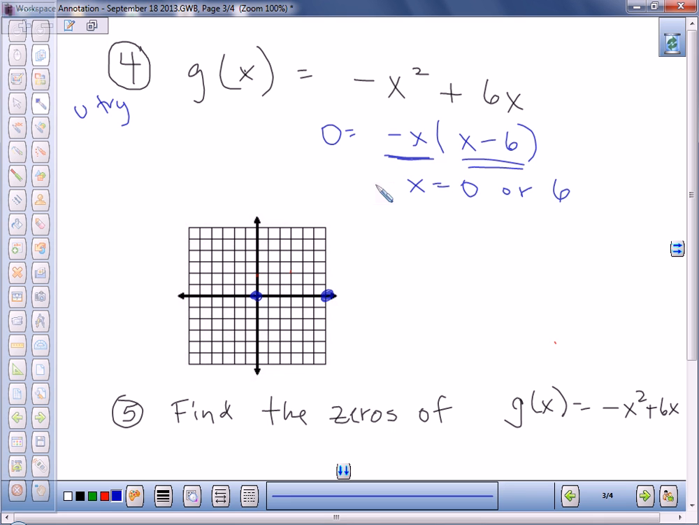Alright, so what is the x value for the axis of symmetry? X equals what? 3, halfway in between. So my vertex is going to be 3, 9. Let's see if that makes sense. 3, 9 would be up here. Does it make sense that this one opens down? Yes, because the negative was there to start with.